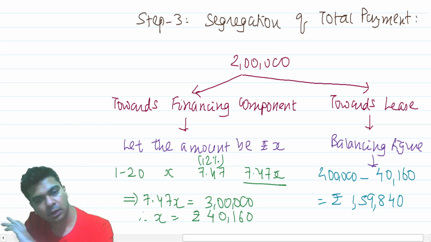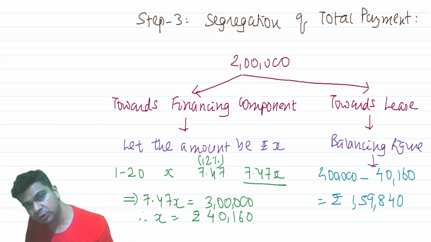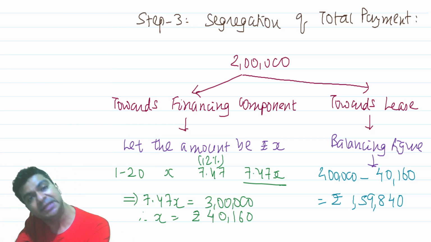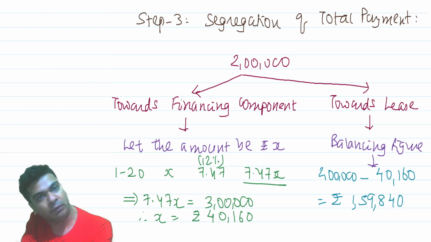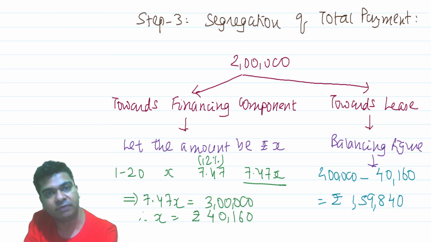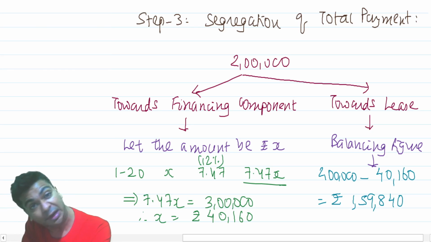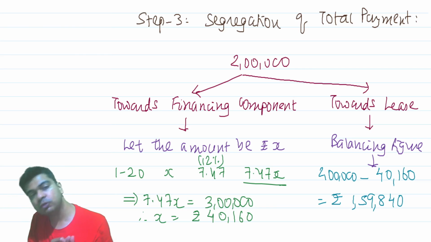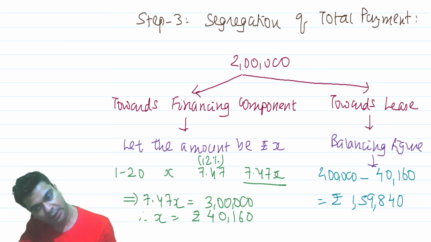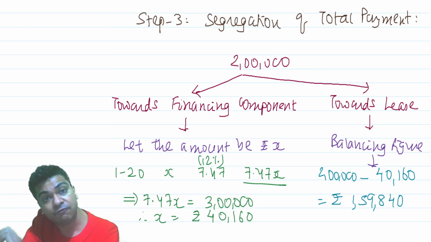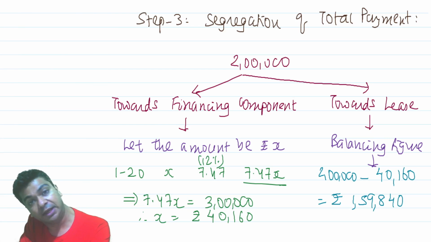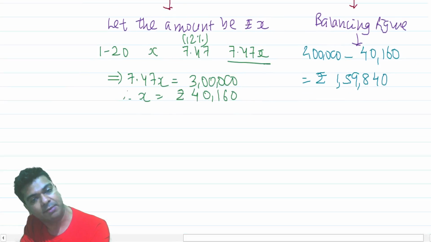I hope you are comfortable with this working. Every year you are supposed to pay 2 lakhs. Certain portion is for the additional finance. We argue that that portion is X. So discounting X at 12%, 20 years, we get 7.47X. The 7.47X will represent the extra 3 lakhs that needs to be repaid. So I realize that it is 40,160. So out of 2 lakhs, 40,160 is towards the financing. That means the balance 1,59,840 is towards the asset. This 1,59,840 will give us the exclusive lease liability.